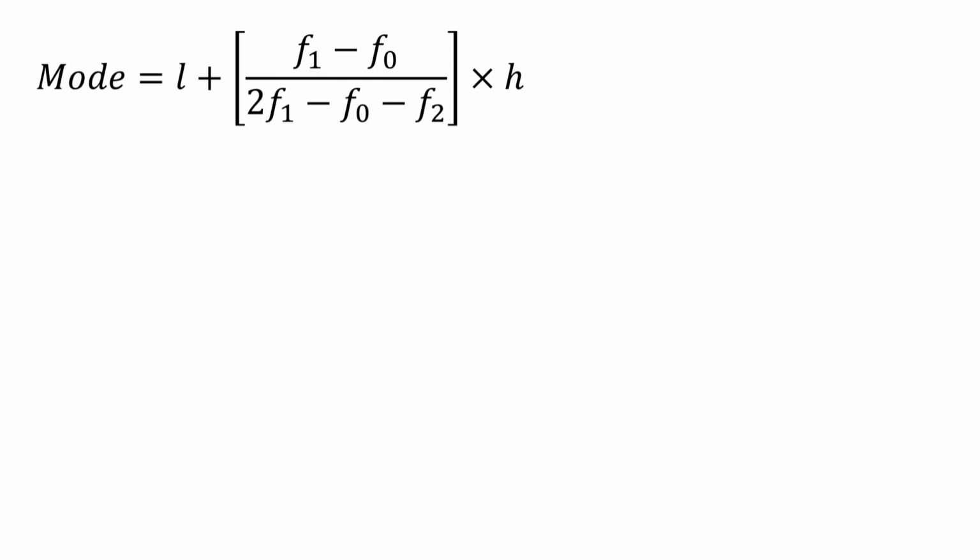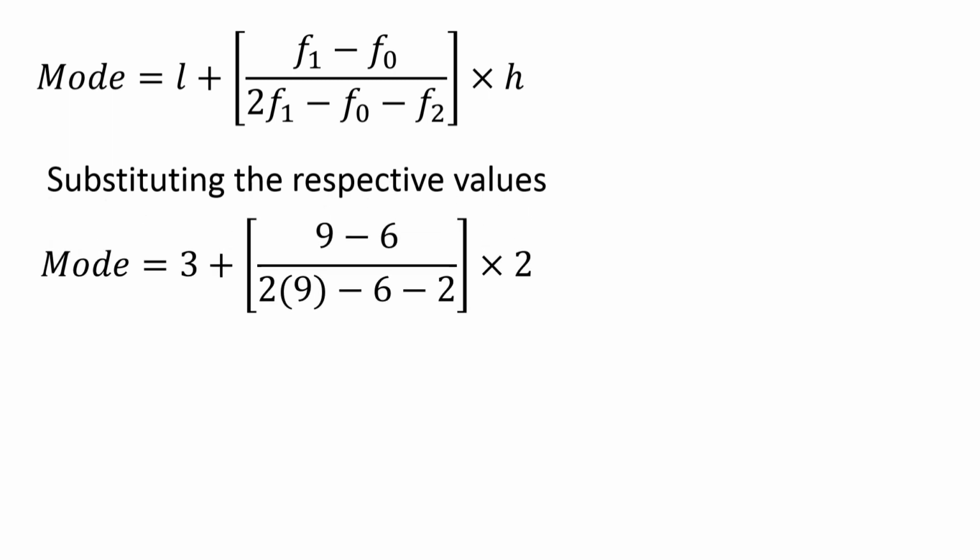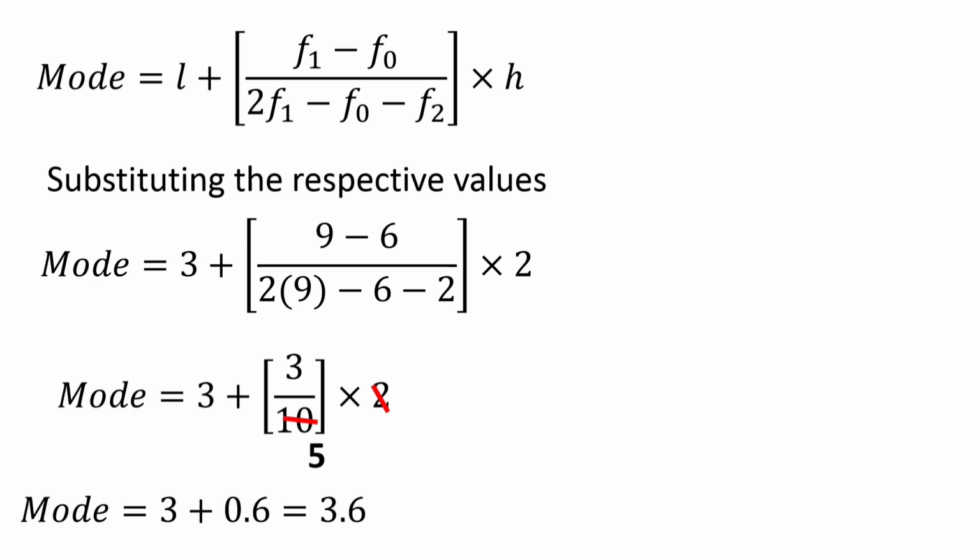Next step is to write the formula for the mode and then substitute the respective values, get the value like this, then simplify. You can observe that 2 1s are 2, 2 5s are 10, you can cancel, simplify in the next step. 3 by 5 is 0.6, so mode is 3 plus 0.6, that is 3.6. So mode is 3.6.